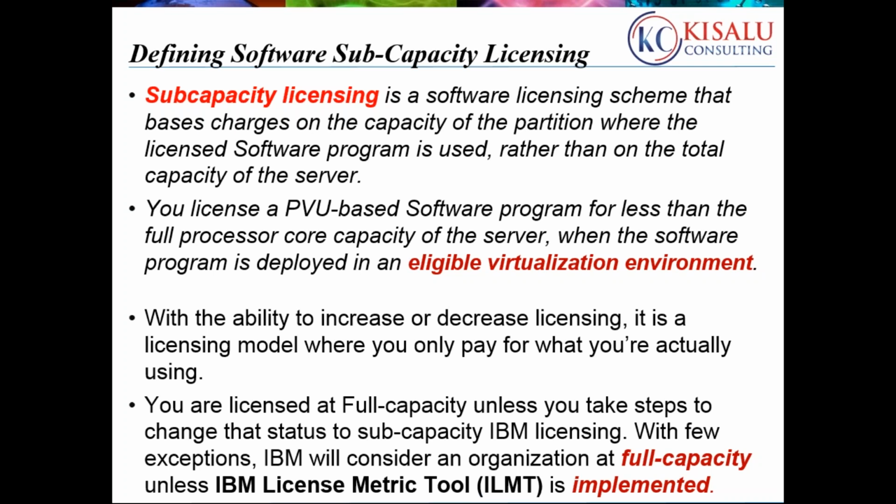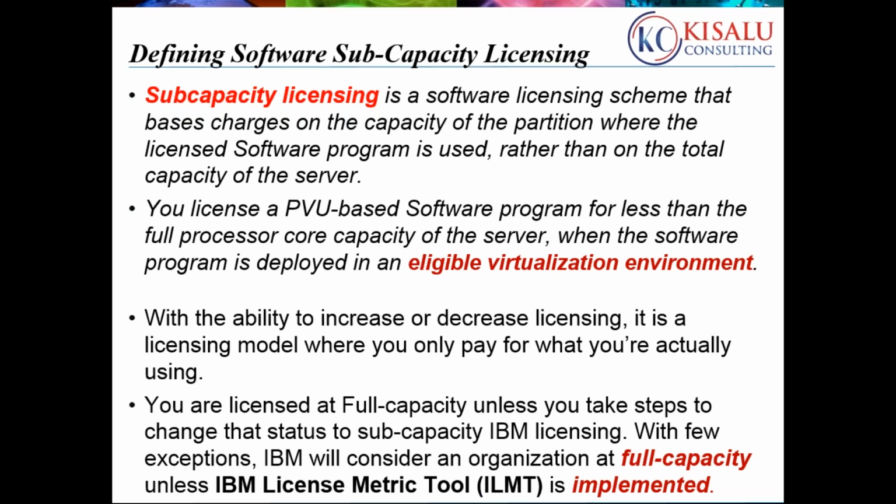The license is PVU based, and the program will allow you to pay less than the full processor capacity, provided that your virtualization technology is eligible, and the list of all eligible technologies is on the IBM Passport Advantage website, and it is updated regularly. With this ability to increase or decrease your licensing need, you will pay for what you really need at a particular time. As long as you report and it is recorded, you can even fluctuate your needs. It should be fine.